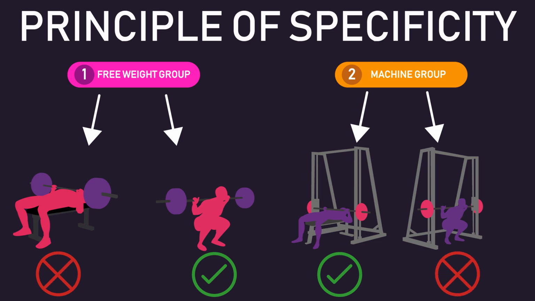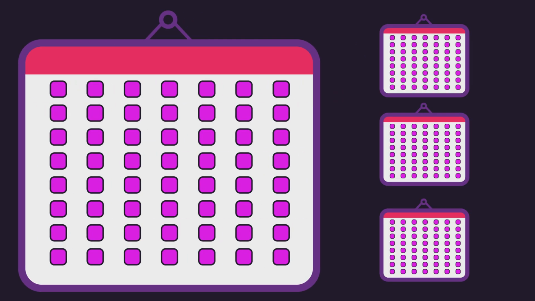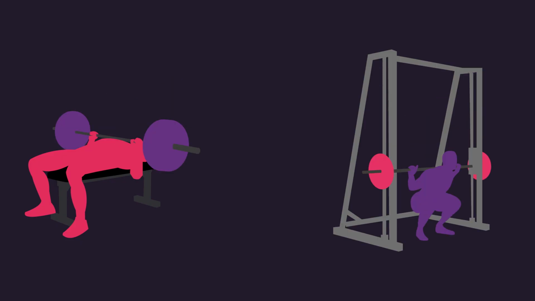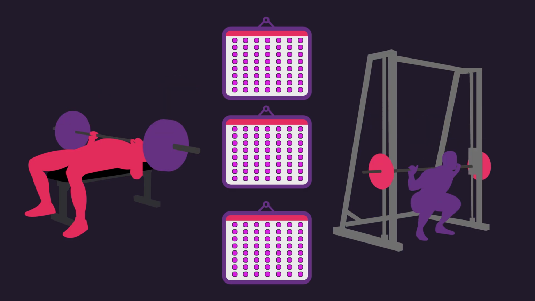Nevertheless, this study did only last 8 weeks. In the long run, it's very likely that if your aim is to maximize strength on the barbell bench press or Smith machine squat, performing that particular exercise frequently will be necessary.